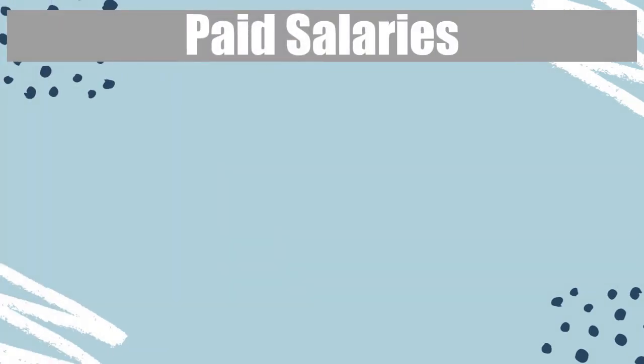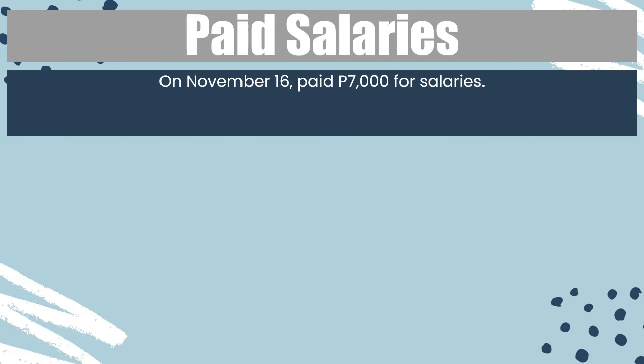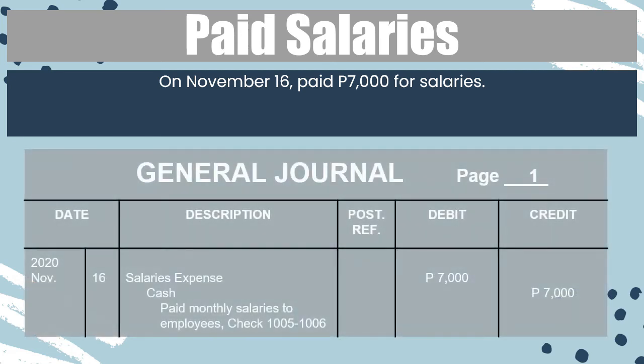Paid salaries, paid 7,000 pesos for salaries. It is an increase in expense and a decrease in asset. So, ang normal balance ng expense ay debit. So, pag nag-increase ang expense, ang normal balance niya ay debit. Pag nag-decrease ang expense, ito ay magiging credit na. Ang cash ay asset, ang normal balance ng asset pag nag-increase, debit, pag nag-decrease, credit.